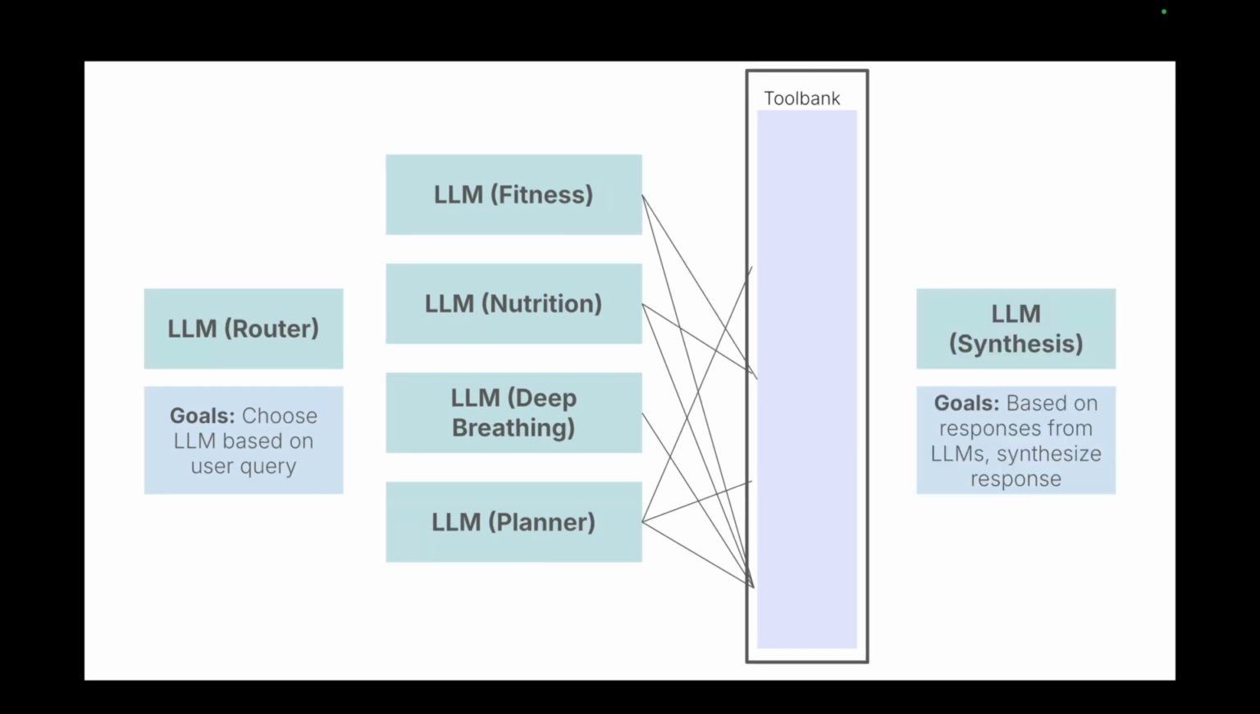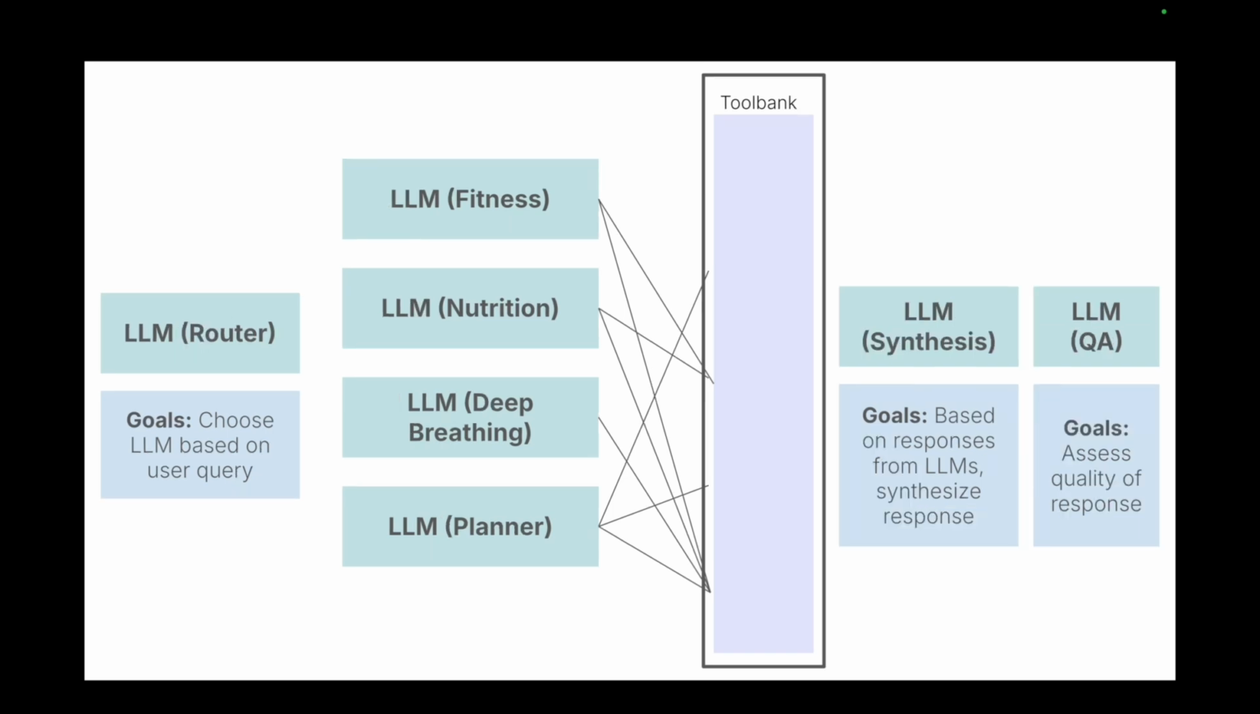You could also add another LLM in the loop to synthesize all of this information from all of your other LLMs. So based on responses from these other LLMs, it's going to synthesize a response and give a nice response. You could also add in a quality assurance LLM in the pipeline to actually assess the quality of the response. So it could say, based on the original user's query, does this actually answer it? And if it doesn't, then it sends it all the way back to the beginning.